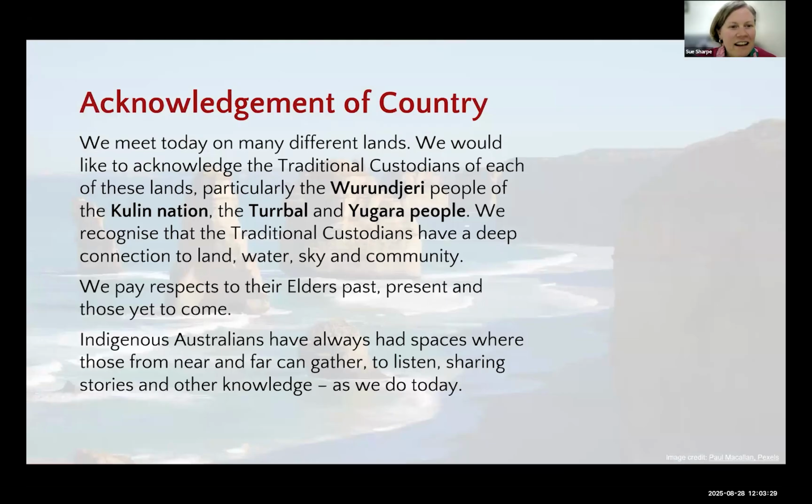Before we start, I'd like to acknowledge country. We meet today on many different lands, and we'd like to acknowledge the traditional custodians of each of these lands, particularly the Wurundjeri people of the Kulin Nation, custodians of Naarm, Melbourne, where I am now, and the Turrbal and Yagara people, custodians of the places that Jenny and Tanya are currently. We recognise that the traditional custodians have an unbroken connection to land, water, sky, and community. We pay respects to their elders past, present, and those yet to come.